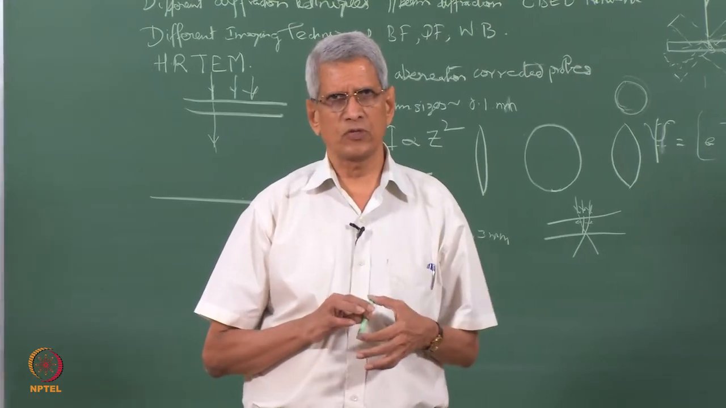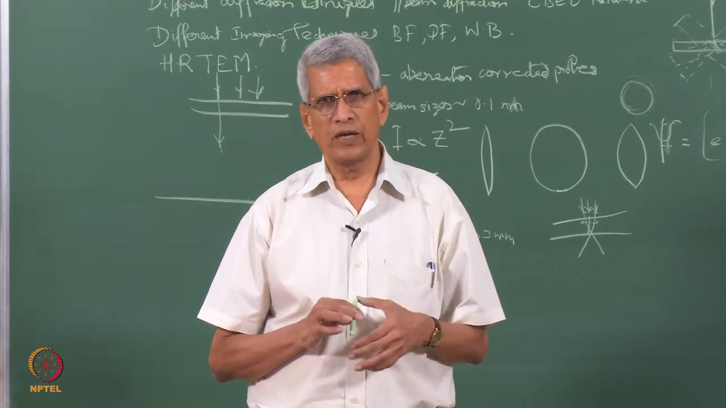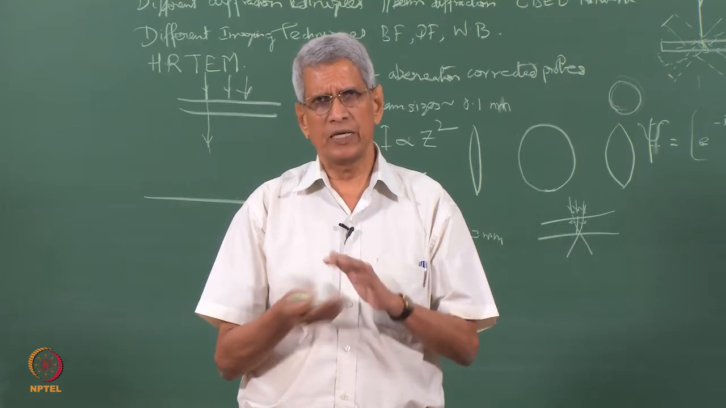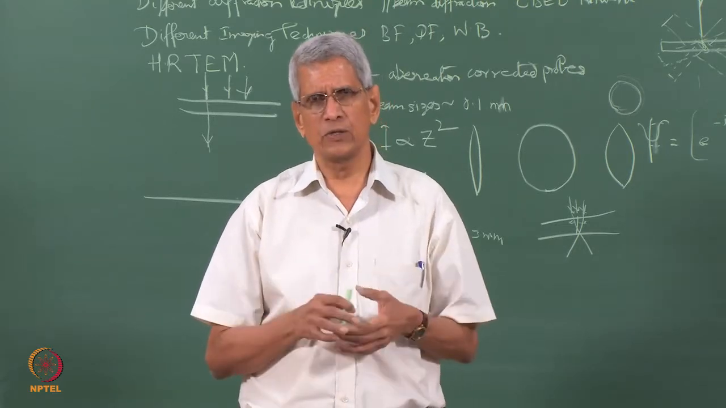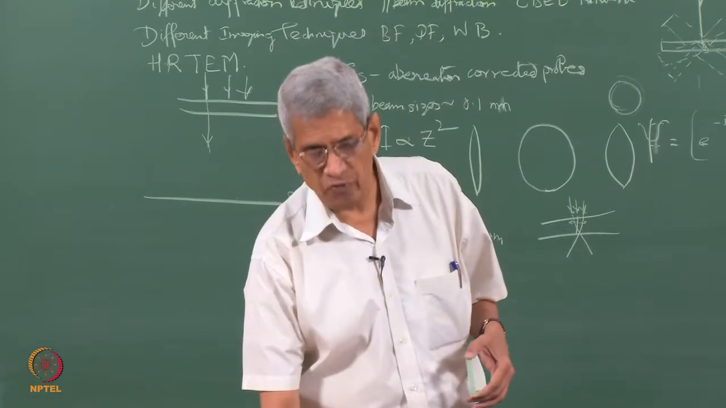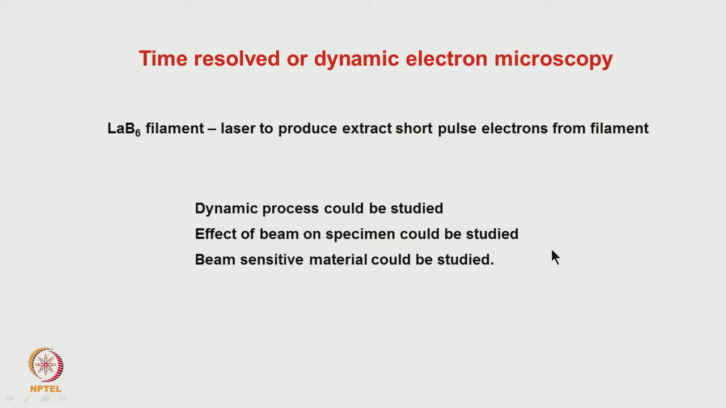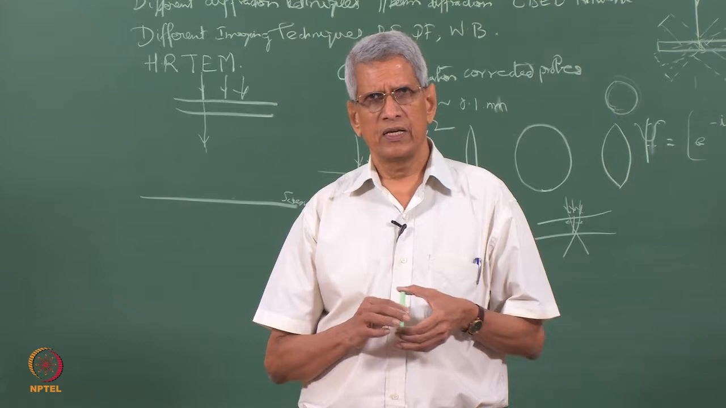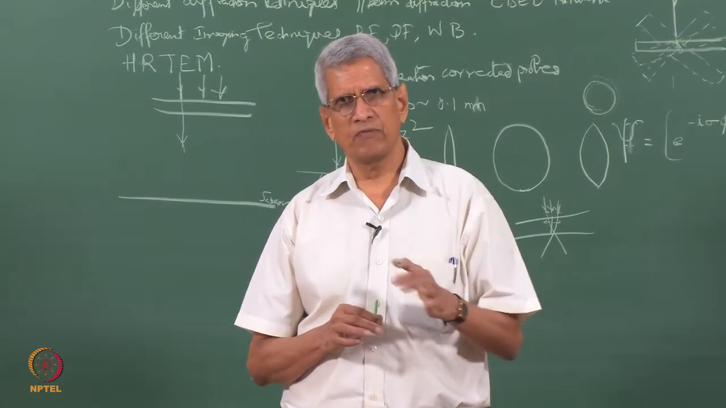Suppose some chemical process is going on. We wanted to find out how actually a phase is forming by an interaction, say in a gas cell, some gas reaction. That is how the chemical reaction takes place to form a phase. All this information could be studied in situ, which is why this is called time resolved electron microscopy. And in beam sensitive material, since we are using short pulses, we can get information about the sample from each of the pulses.